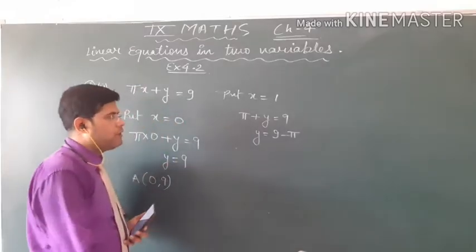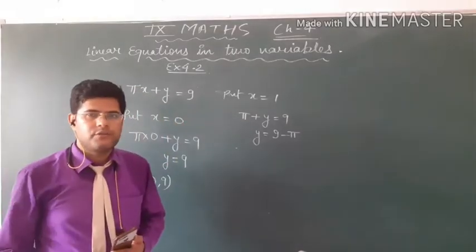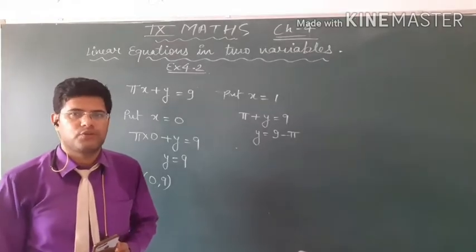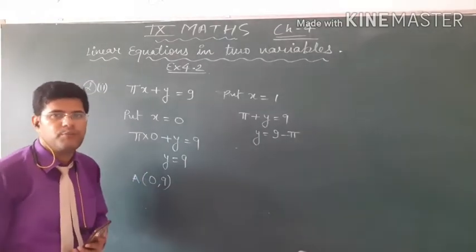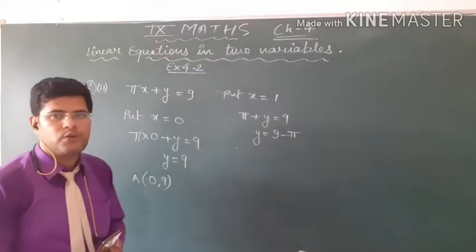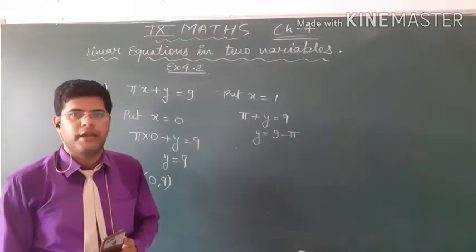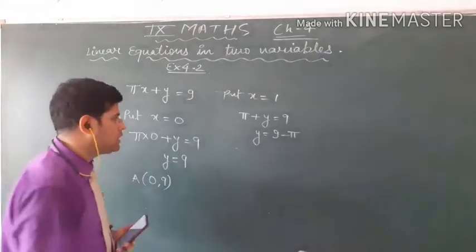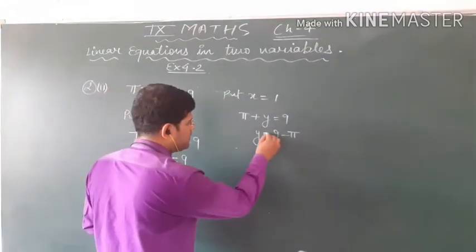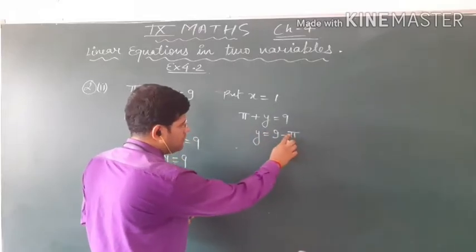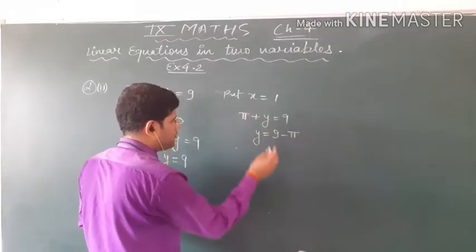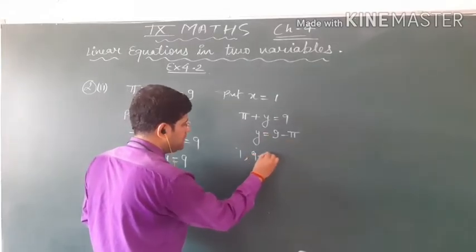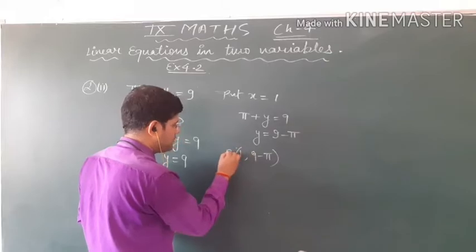Never put the value of pi in the rest of the chapters except mensuration. Only in mensuration will pi be used as 22/7 or 3.14. After mensuration, this is known as an irrational number. So we cannot put the value of pi. Okay students, I taught you in the first chapter, real numbers, what pi is. So the solution is (1, 9 minus pi). This one is the second solution.